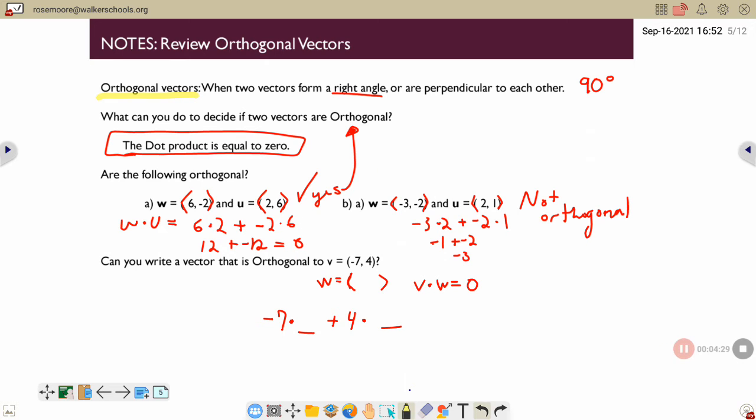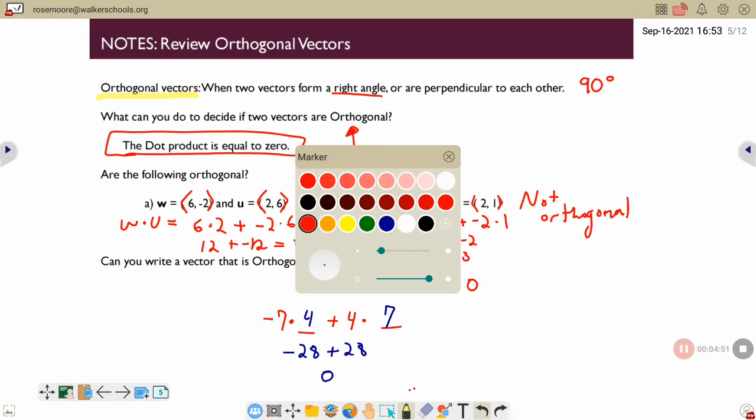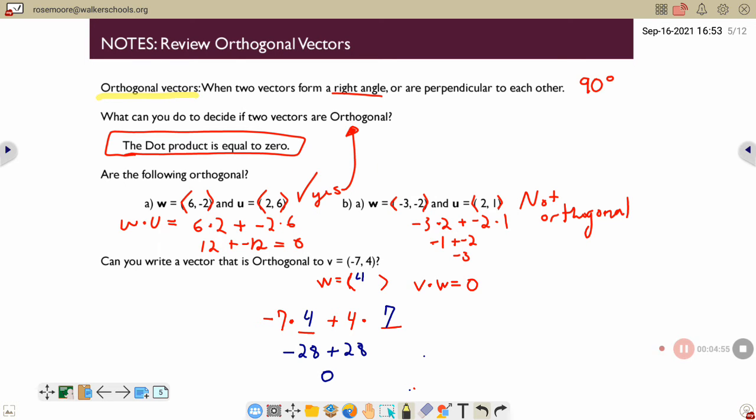What I like to do is take the numbers I have and switch them, and make sure that one of them is a negative times a positive, and the other one's a positive times a positive. So this will be negative 28 plus 28, which is 0. Another option, so that would mean that my W could be 4, 7. So hopefully you can kind of see that pattern.